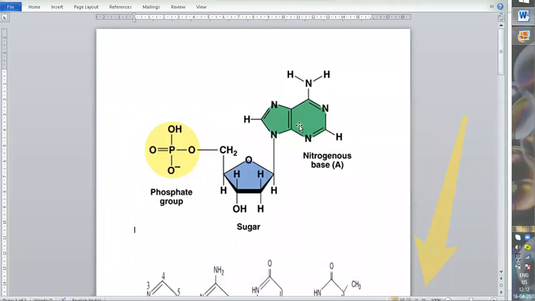That means here at the nitrogen base position, we have a pyrimidine ring. Only one heterocyclic ring is present here, and this pyrimidine ring is attached to the D-sugar by a glycosidic bond. This D-sugar is attached to a phosphate molecule by a phosphate ester bond. Collectively, these three compounds are called a nucleotide. If purine is present, it is called a purine nucleotide. If pyrimidine is present, it is called a pyrimidine nucleotide.